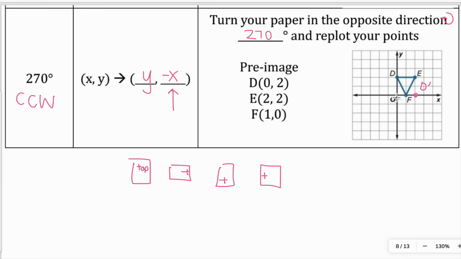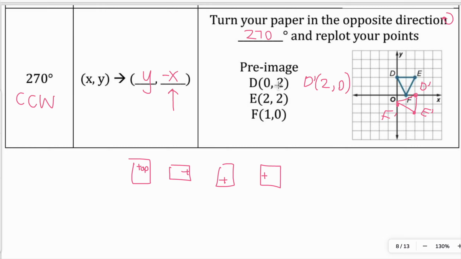E prime would be 2, 2. And then F prime would be 1, 0. Okay, so here are my new points. And again, let's see how that rule works. D prime, my new point is 2, 0.